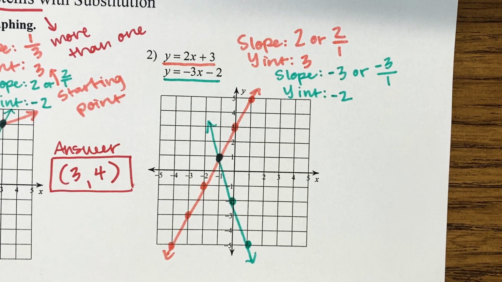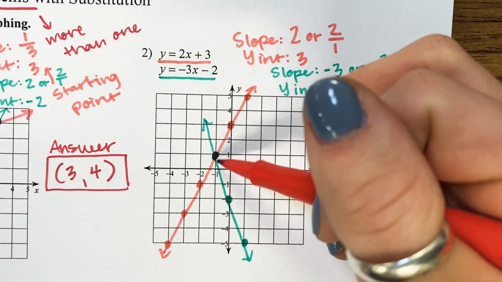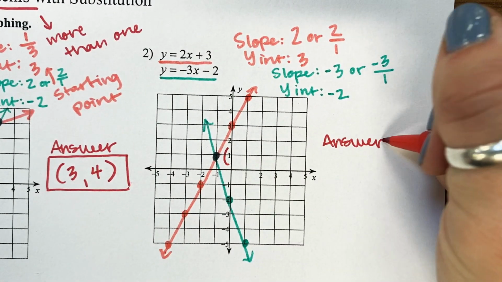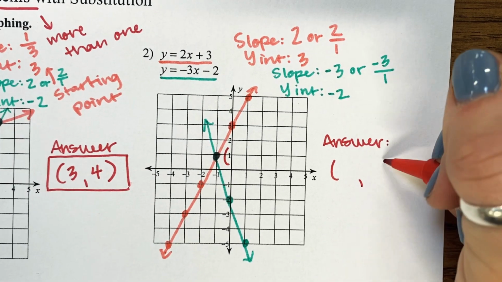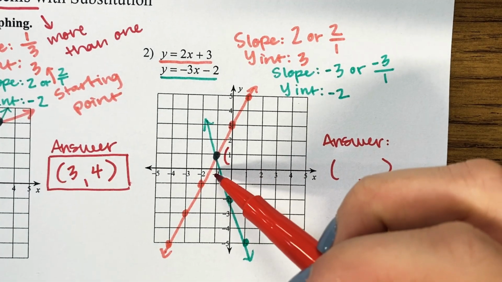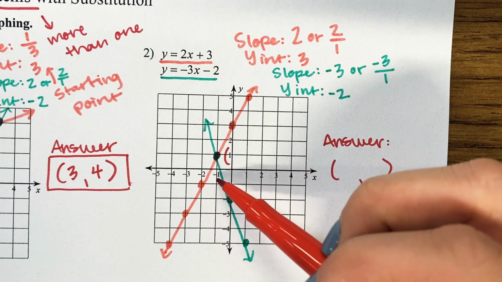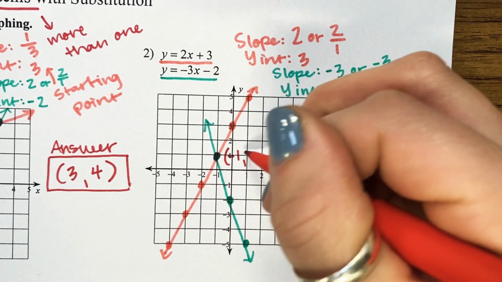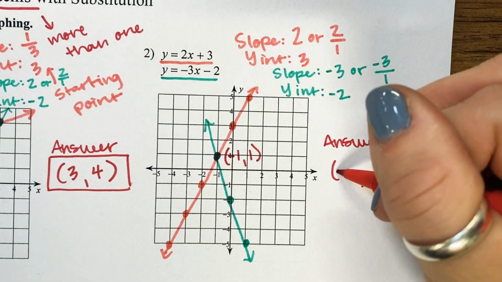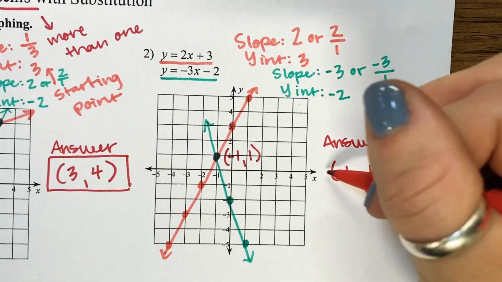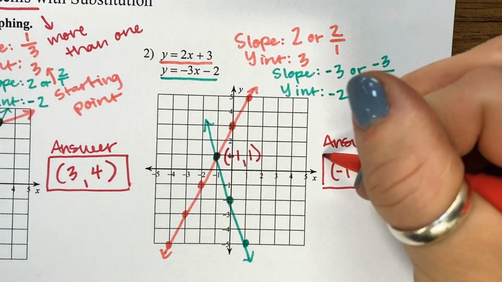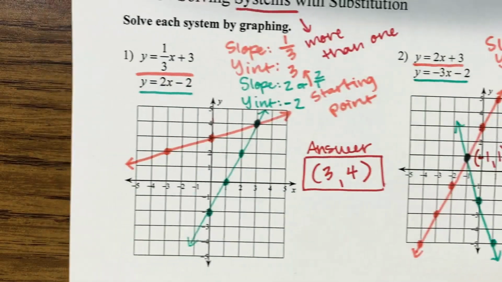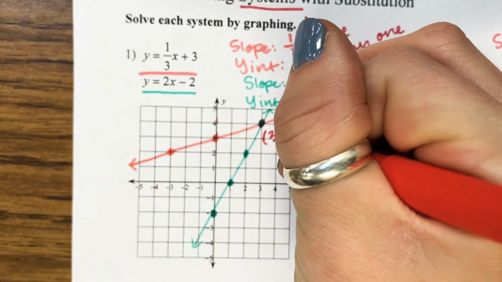Okay. So we have this coordinate point where they intersect. So we need to write it as our answer. Remember, coordinate points are always written in parentheses, x comma y. So it lines up with -1 on our x-axis, -1, comma, and then +1 on our y-axis. -1, comma, 1. And there's our answer. Forgot to write this one over here. This one is 3, comma, 4.